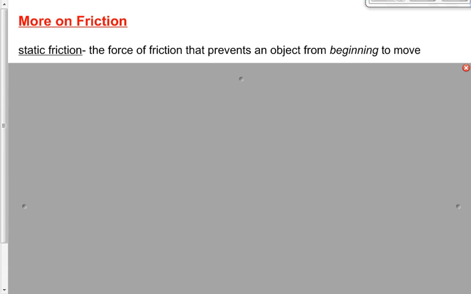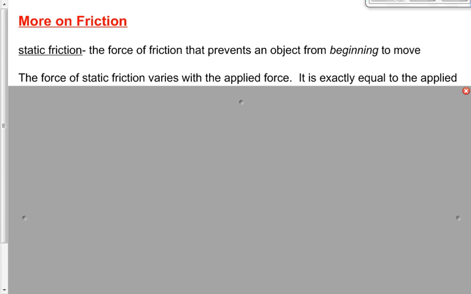But the force of static friction is a wacky force. It really is. Because it changes. It's not the same every time you push on something. If I push on Leah's desk with a force of 10 newtons, static friction is one value. If I push on Leah's desk with a force of 20 newtons, static friction is a different value. Static friction has a value only of what it needs to be. If it only needs to be 10 newtons, it's only going to be 10. If it only needs to be 20, it's only going to be 20. Static friction changes with how hard I push. It varies with the applied force.